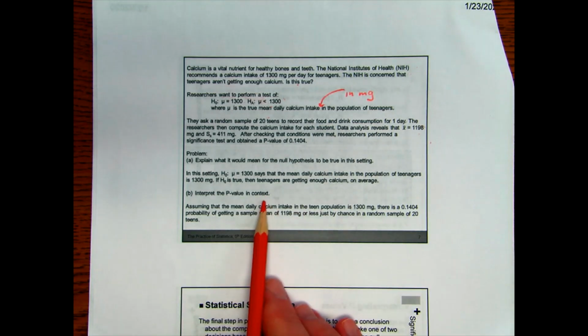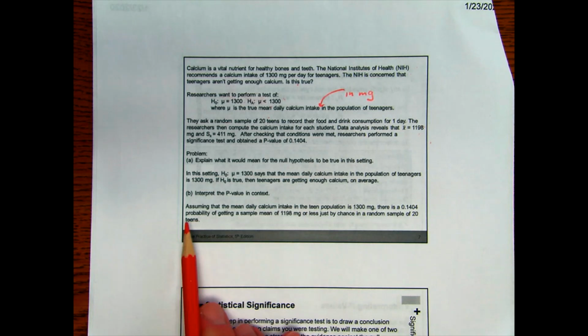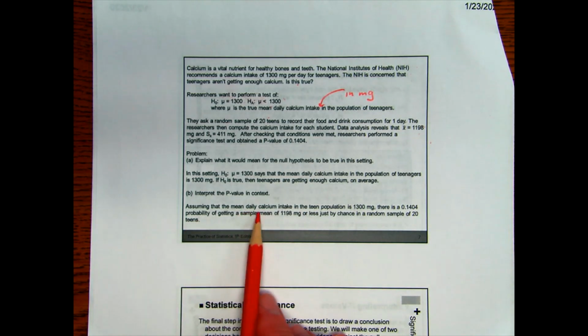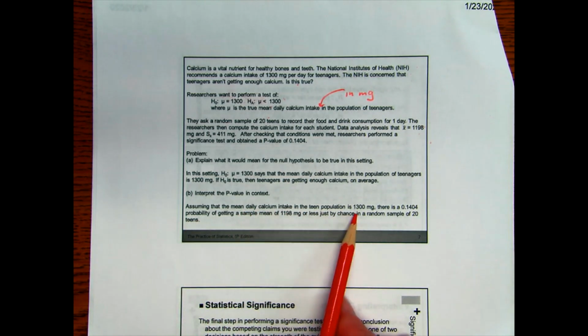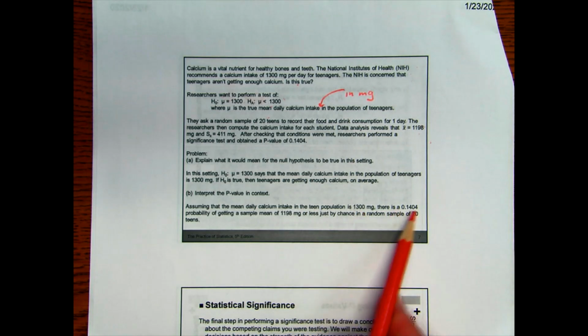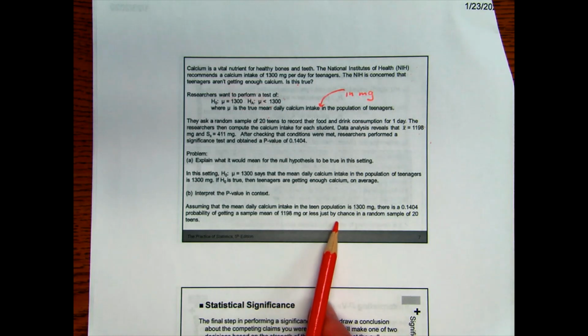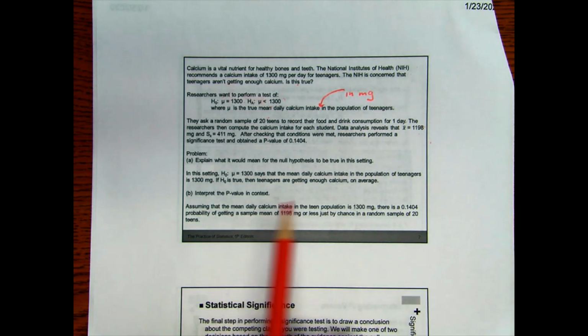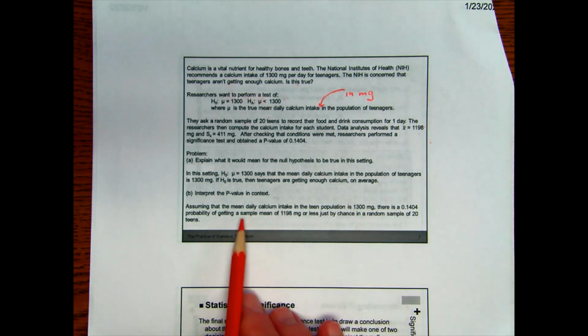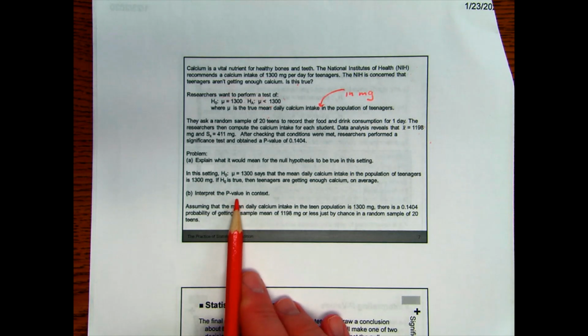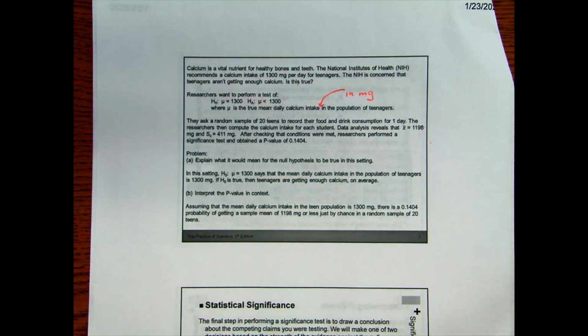Okay, interpret the p-value in context. Assuming that the mean daily calcium intake in a teen population is 1,300, there is a 0.14 probability of getting a sample mean of 1198 milligrams or less just by chance in a random sample of 20 teens. So we're going to flesh out a couple more details in interpreting a p-value, but basically, in very rough terms, it's assuming that the Ho is true, what's the probability of getting results at least as extreme as these?